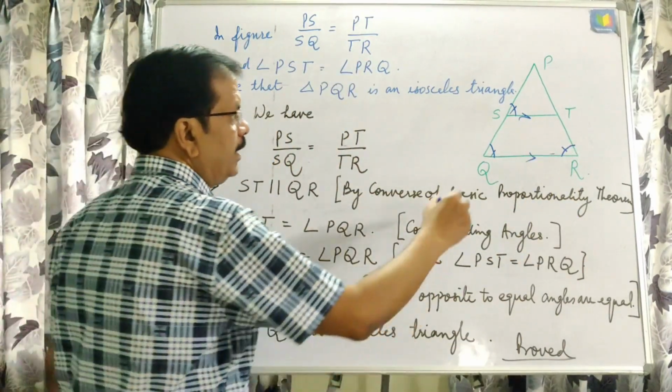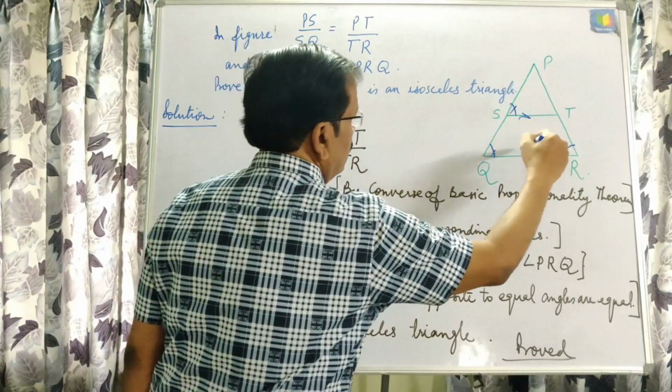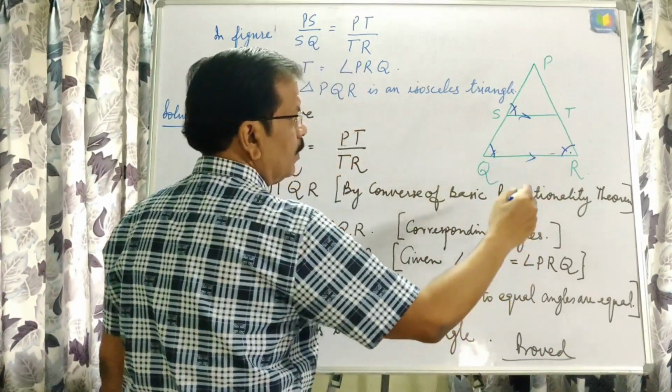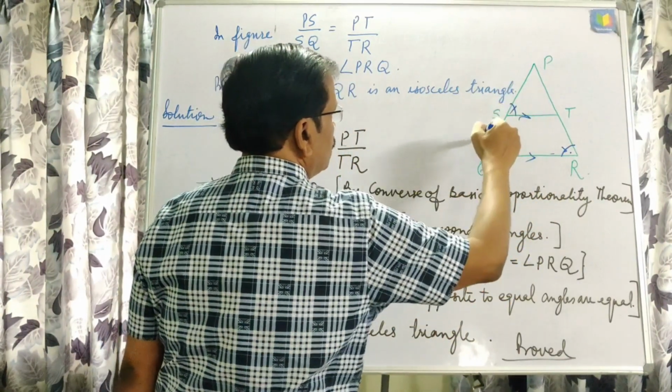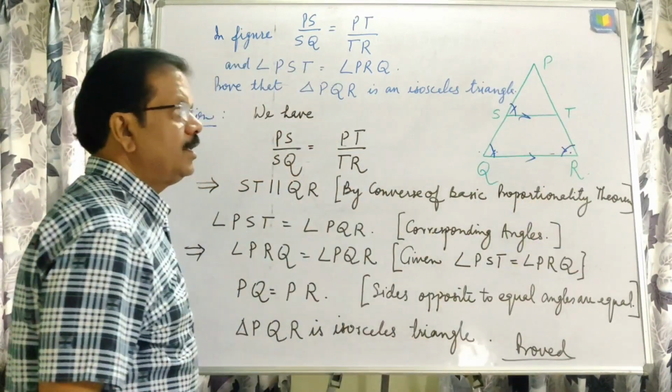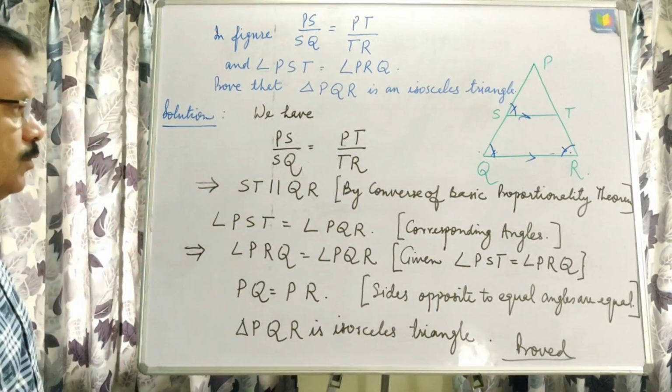But if in any triangle these two angles are equal, then the sides opposite to equal angles are equal, that is PQ will be equal to PR.